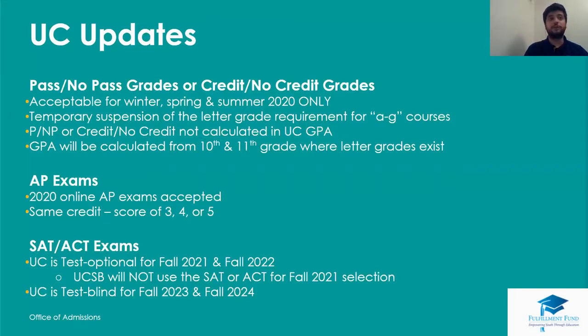And of course, for any folks who are younger in the crowd, any freshmen or sophomores, know that we will be test blind completely across the UC system for the fall 2023 and 2024 admission cycles, which means at that point you will not need to take them at all, because we will not look at these types of scores for SAT and ACT at all.